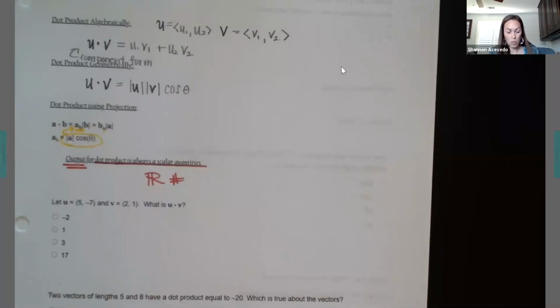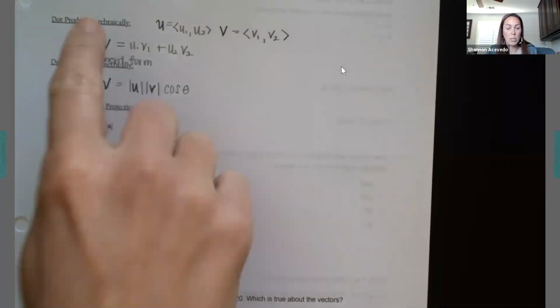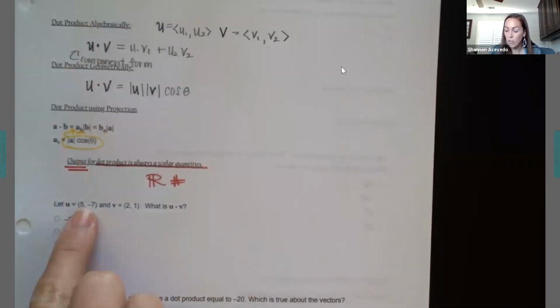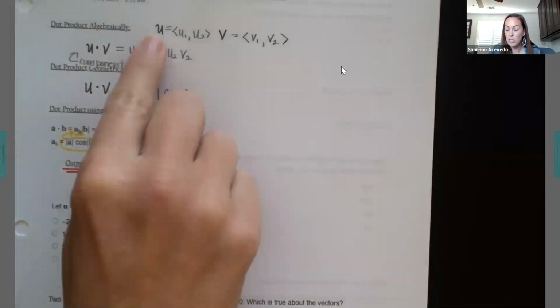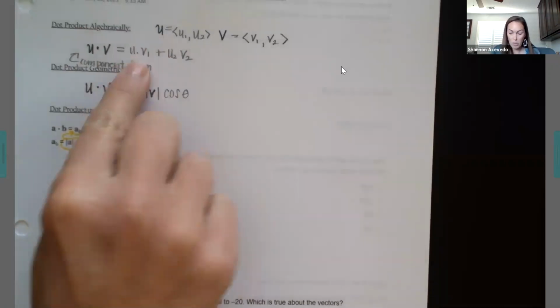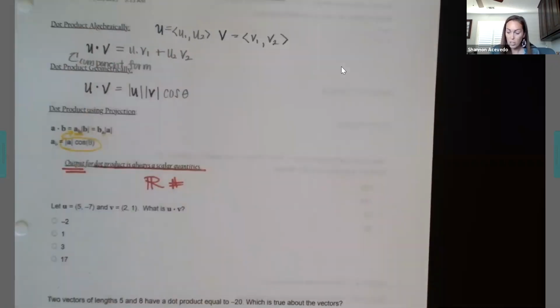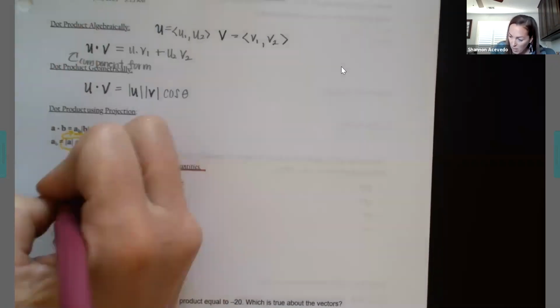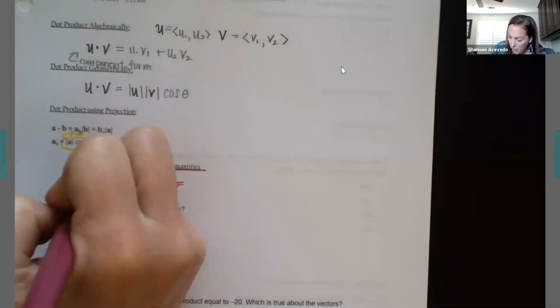Okay, so how do I know which one of these three to use? Well, it depends on the information given. So look, I'm given two vectors here. If I know the two vectors, I can easily just use my algebraic option. So this first example right here would be algebraic.